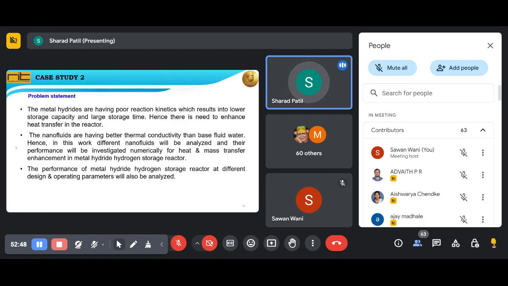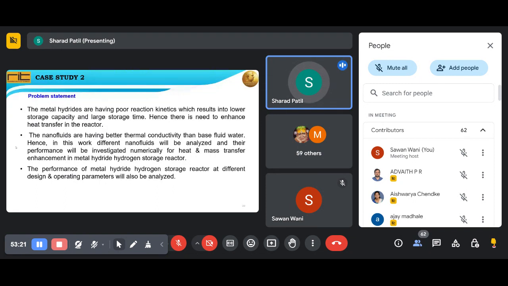So the problem statement we decided on, after going through the literature again, is that metal hydrides have poor reaction kinetics, which results in lower storage capacity and large storage time. Because the reaction kinetics are poor, the capacity is also poor, and so is the time required for storing. As I said, when refilling petrol or diesel, we can wait only 5 to 10 minutes. But for metal hydrides, if more time than that is required, then one cannot opt for this kind of system.